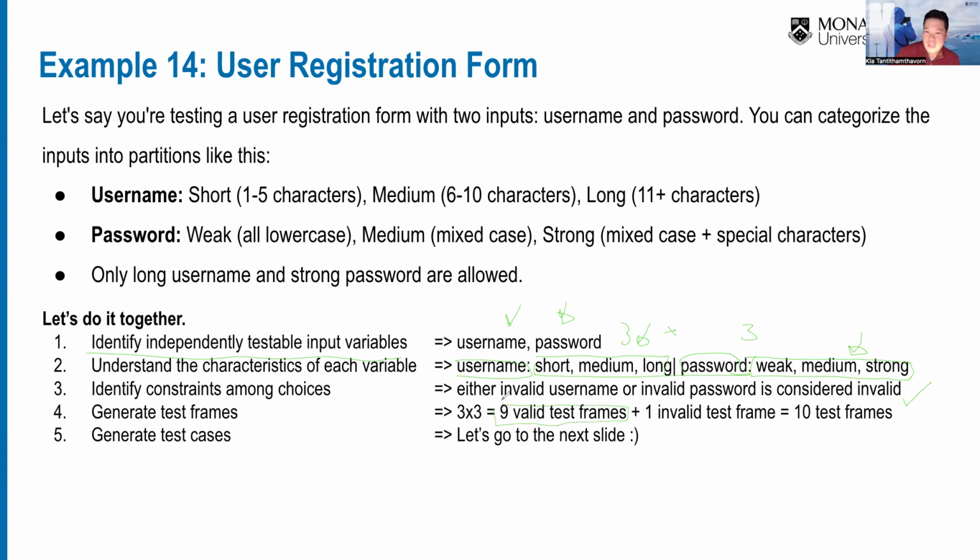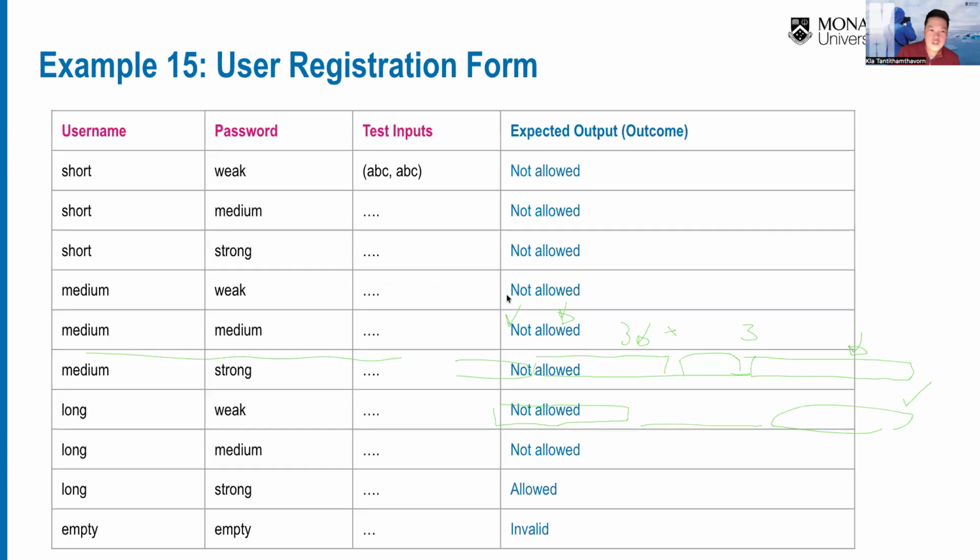All right. And then you can come up with another one invalid test frame as well. So in total, it becomes 10 test frames. Okay. Then once you know all of the combinations, right? 3 times 3 plus 1, you have 10 scenarios. Then you build the decision table, okay?